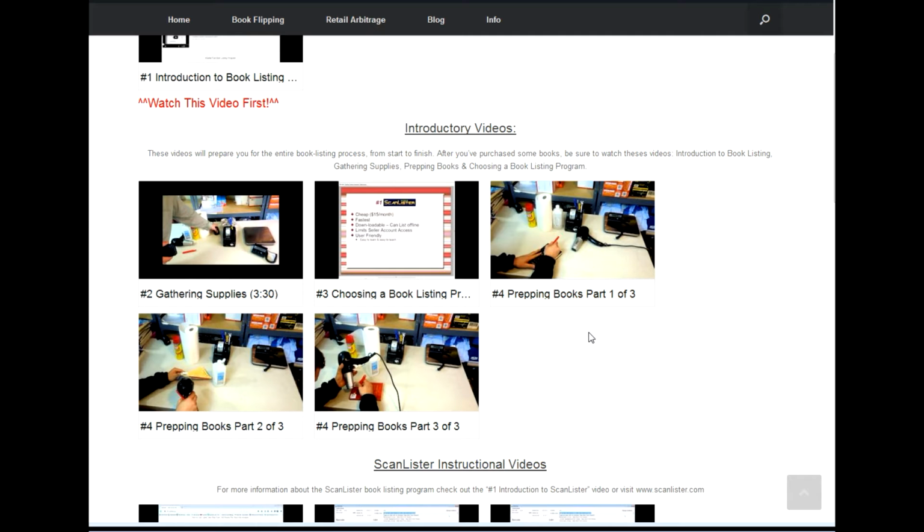And then prepping books is really going to help you understand the process of cleaning books and preparing them for sale, but also I explain all the different Amazon condition categories. So new, like new, very good, good, acceptable. And so not only do I prepare the books, but I sort them into piles based on condition. And so you'll see some practical examples of that.